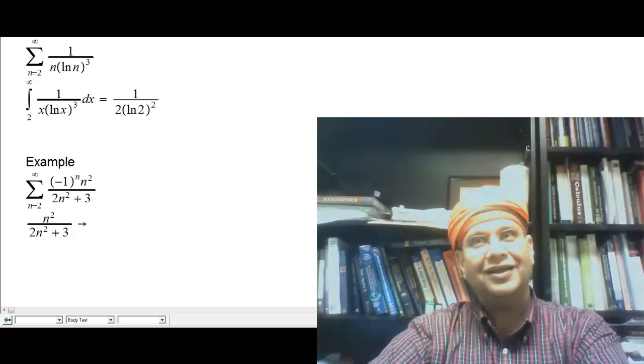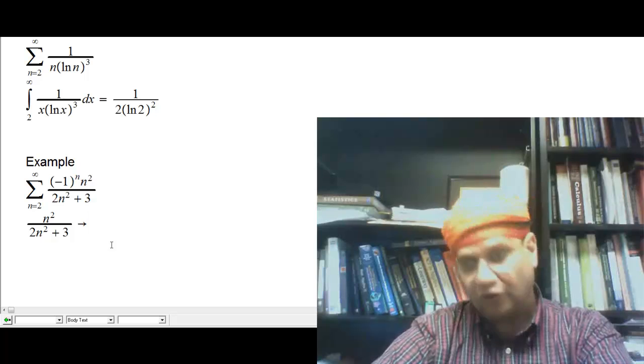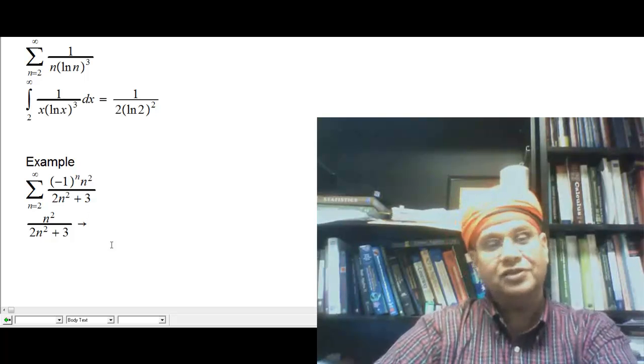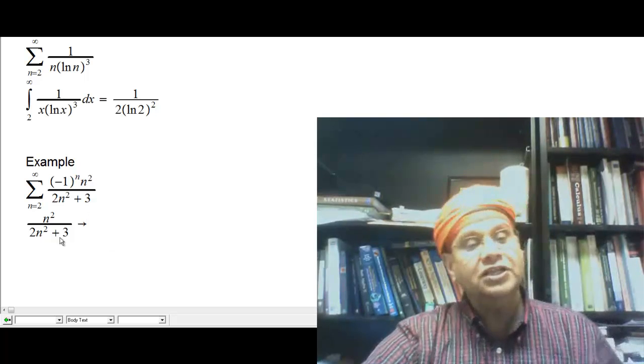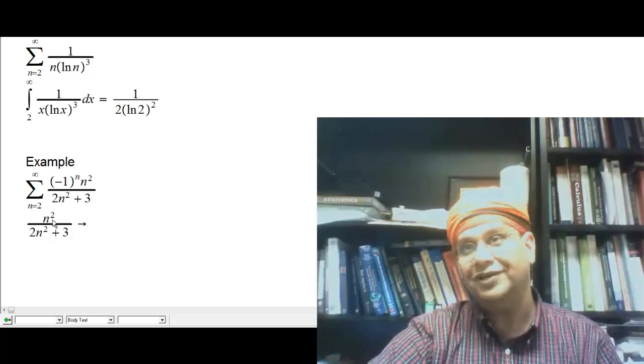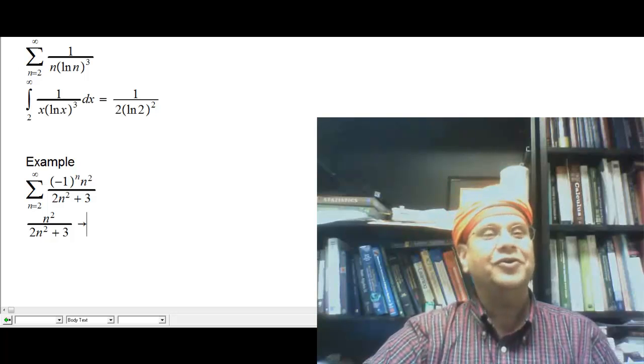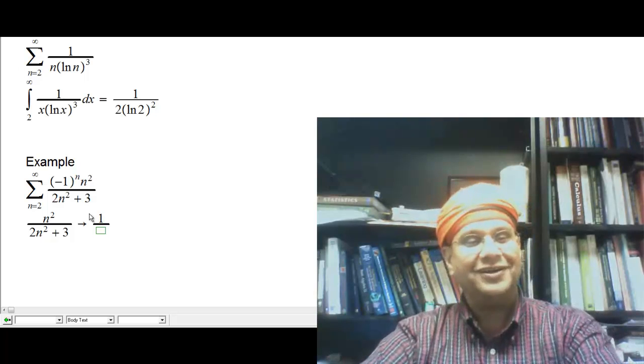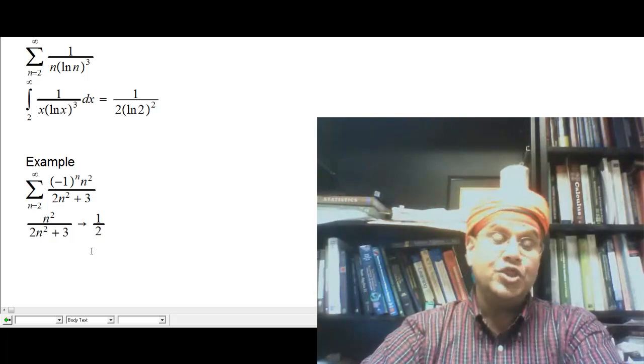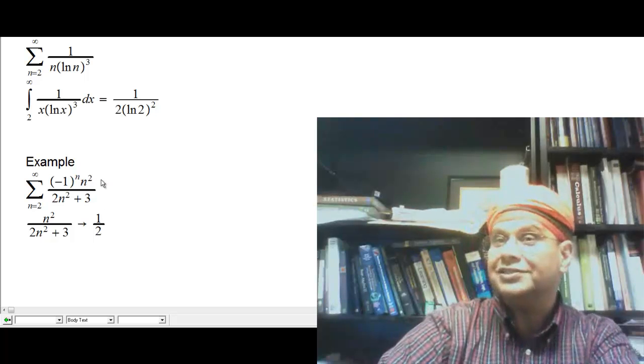It's 0 over 0 form, right? So you can use L'Hopital, or just look at this. I have a polynomial of degree 2 here, right? Polynomial of degree 2, so maybe 1 over 2. Very good, 1 over 2, right? The nth term converges.